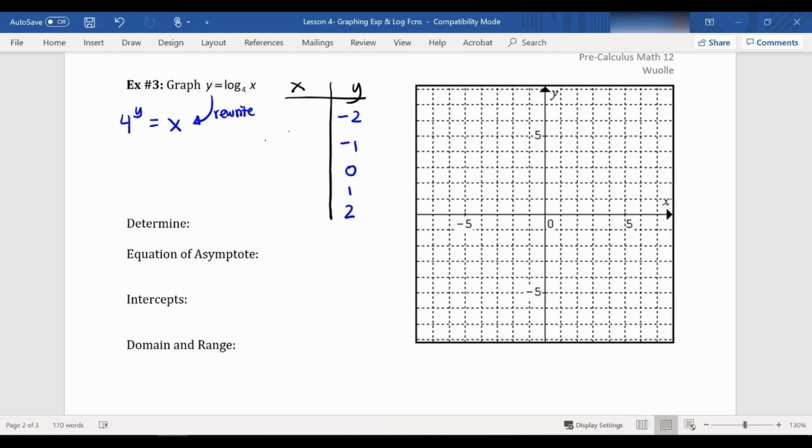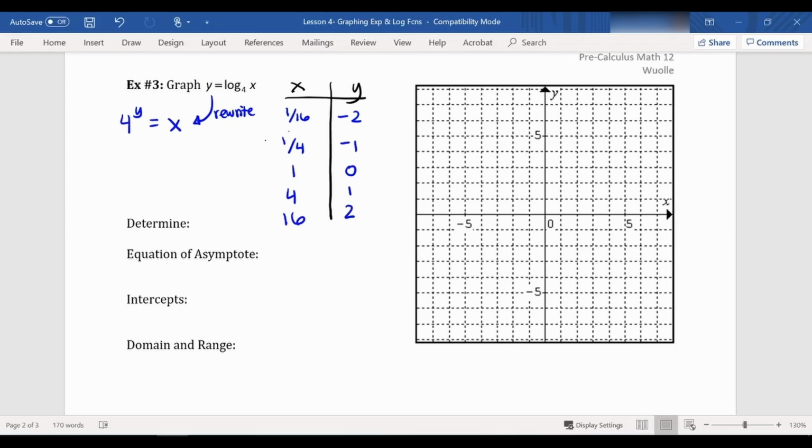So if my y is -2, my x is 1 over 16. And then if y is -1, I get 1 over 4. Y is 0, I get 1. Y is 1, I get 4. And if y is 2, I get 16. So I build my table backwards for log functions. I find it makes more sense. You do not have to do it that way. You can pick powers of x and then figure out y after.